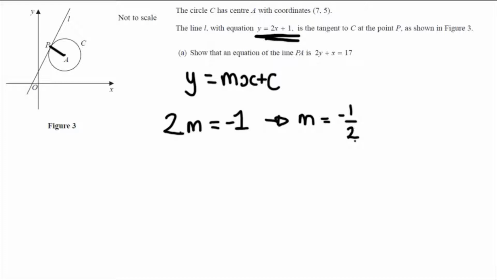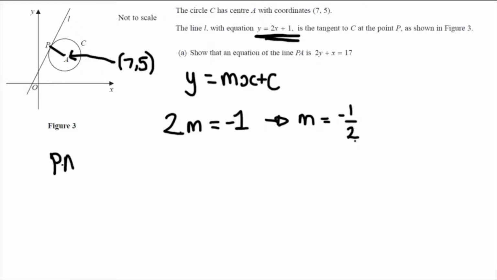So now we have the gradient of our line PA. Now all we need to do is find the y-intercept, which is c, and we're just going to do that by substituting in some values. Up here we're told that the circle C has centre A with coordinates 7, 5. So we know that the coordinates here must be 7, 5. The coordinates 7, 5 go through the line PA, so we can substitute that into our equation.